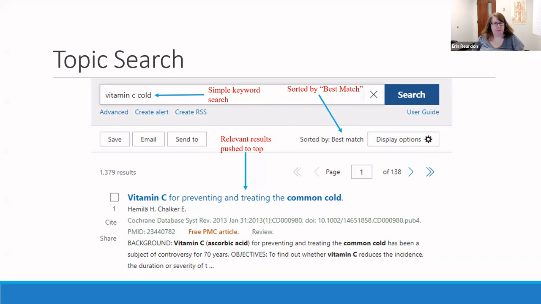It doesn't always line up with what you think is the best match, but it's trying, which means that the most relevant results are going to be pushed to the top. So this article was published in 2013, so it's kind of old, but it's vitamin C for preventing and treating the common cold. It's kind of exactly what we were looking for with this topic search.